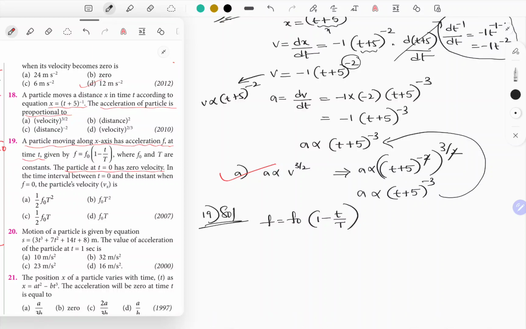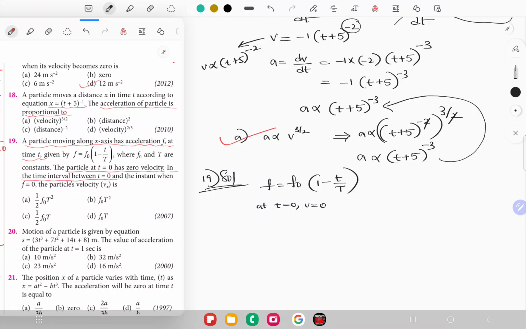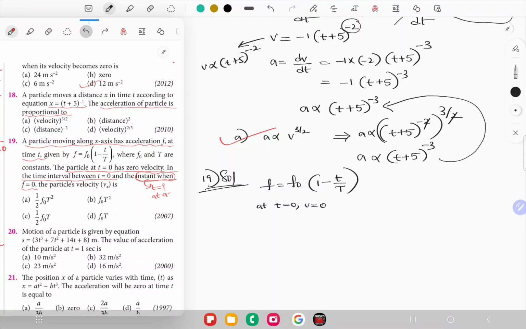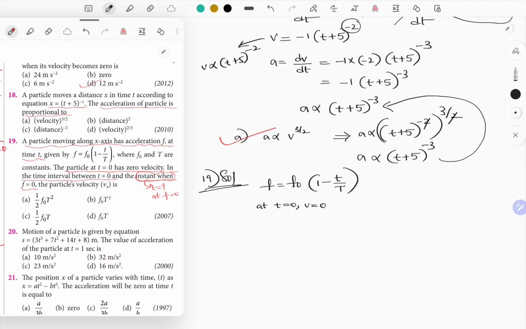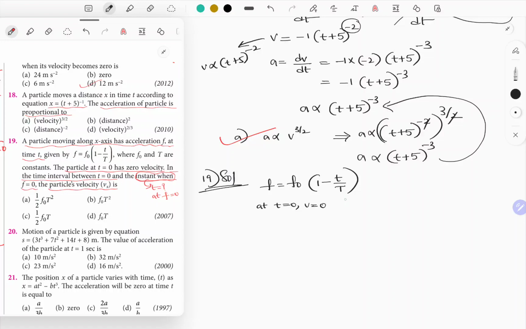Super, this is the thing we have to remember. At t is equal to 0, the velocity of the particle is 0. In the time interval t is equal to 0 and the instant when f is equal to 0, in the sense I have to find out the time at which the acceleration is equal to 0. That f itself is acceleration, right? So I have to find out that time, and I have to find out the velocity in this duration. Okay, super. Try to understand carefully.